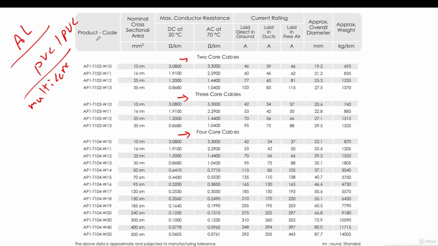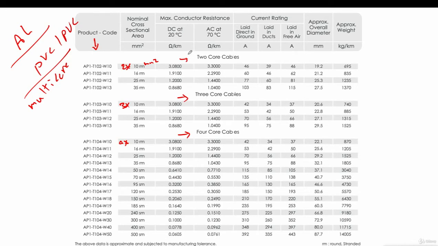Okay, this column is for the product number to order your PO, and for two core cables it does mean that we have two cores of 10 square millimeters cables, and for three cores it does mean we have three cores of this cross section, and for four core cables, we have four cores of the same nominal cross sections.